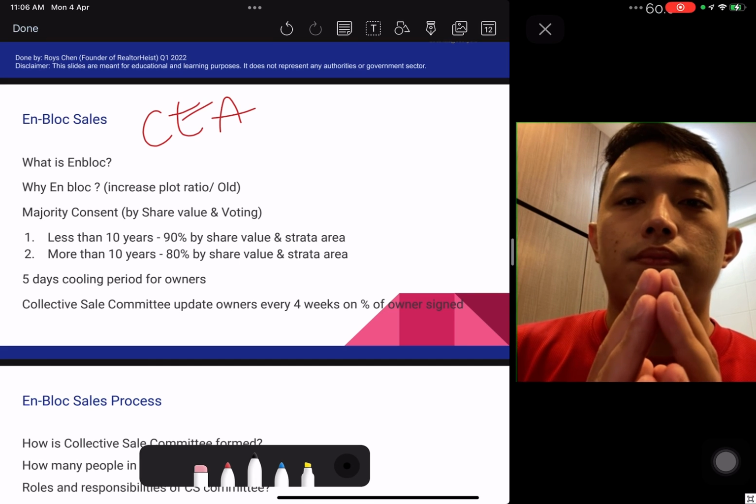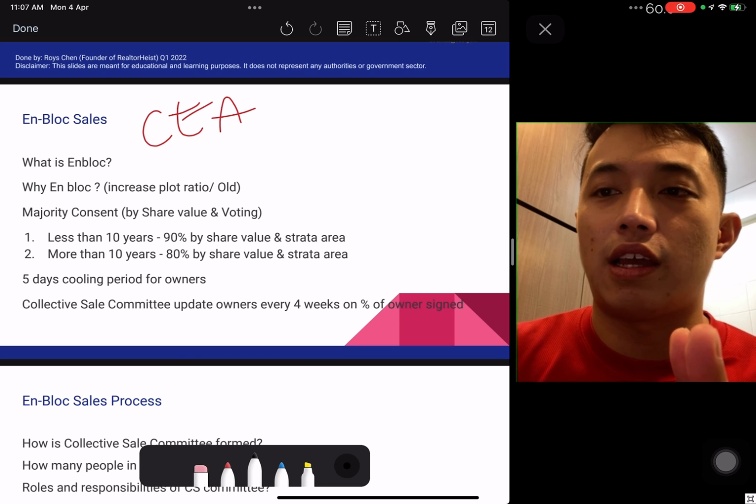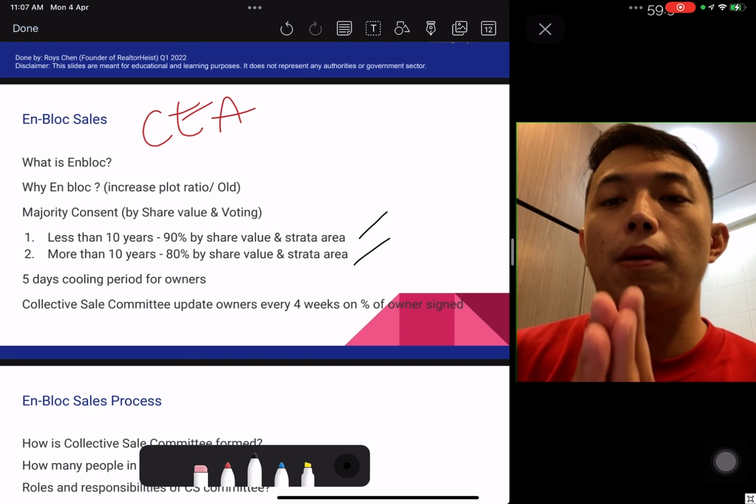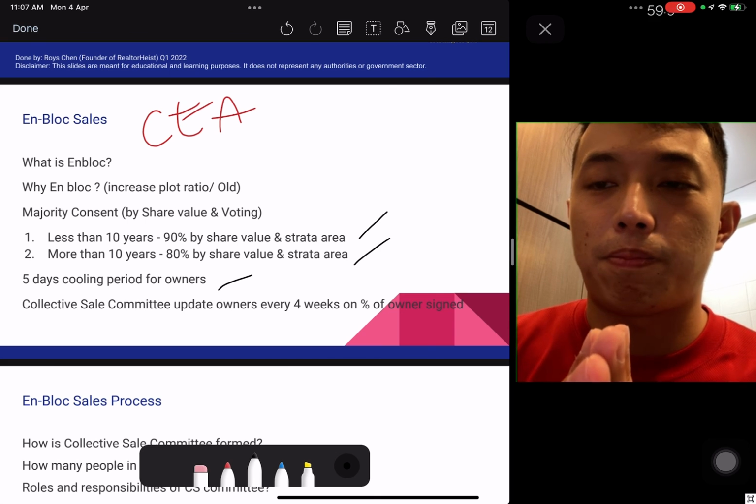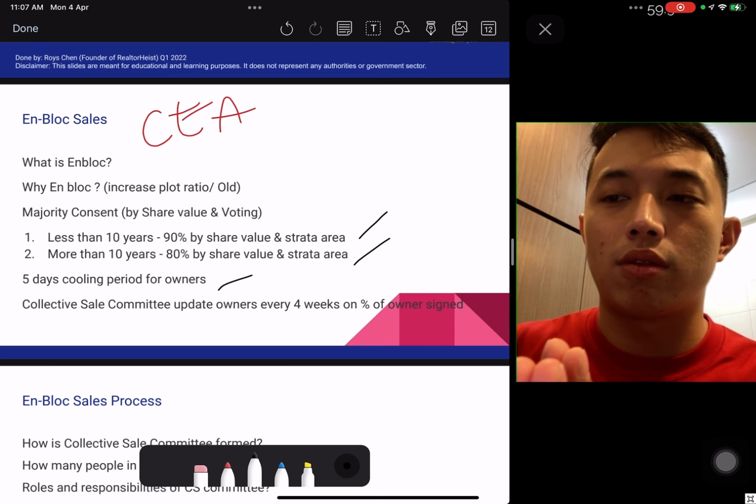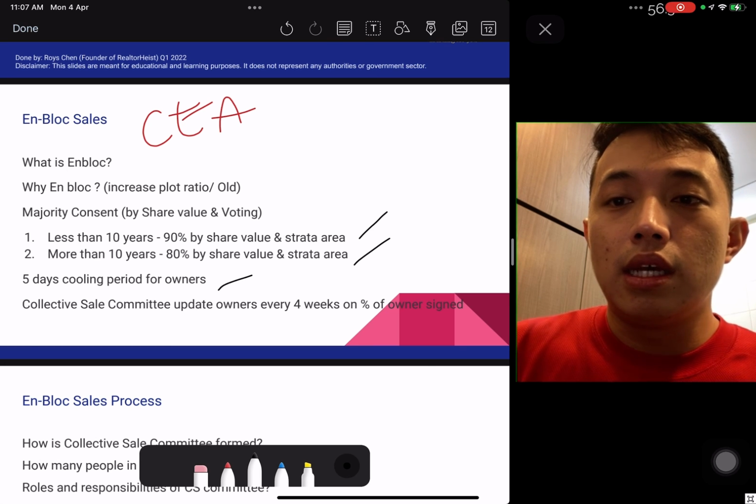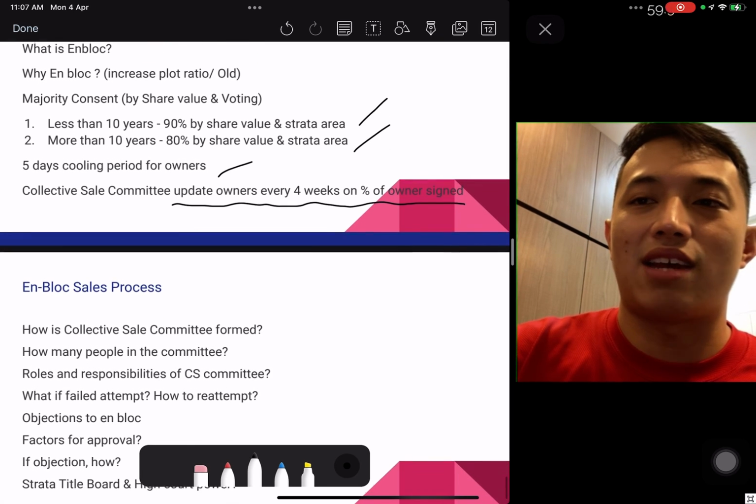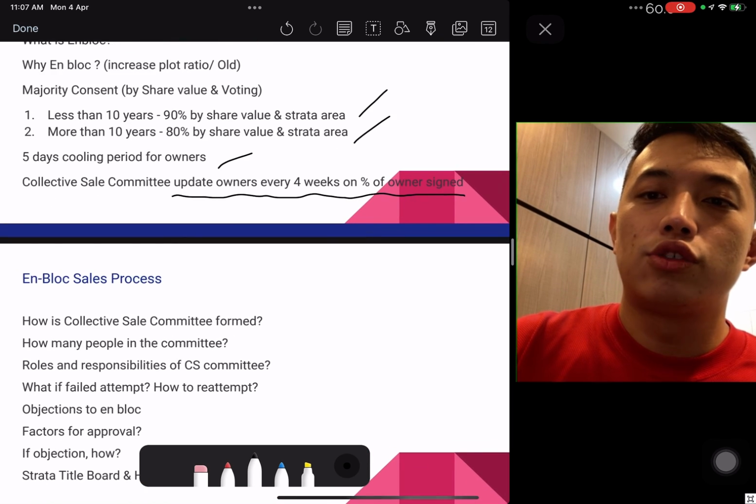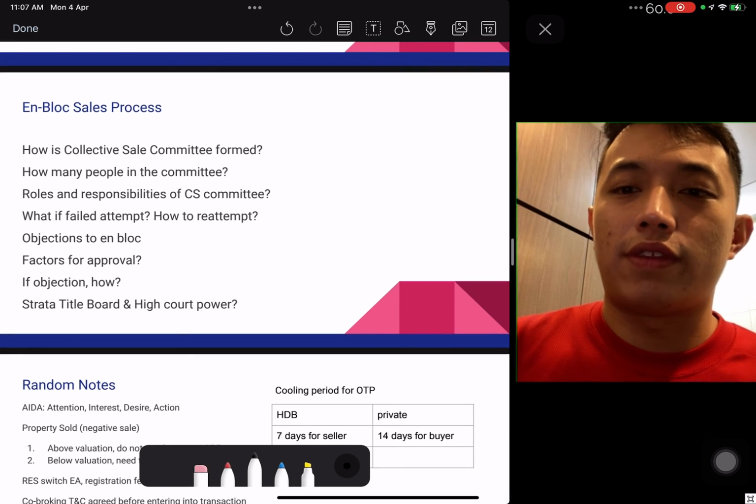By majority consent. Within how many years? 80% of strata area of fair value. All this, do remember, read it yourself. Any owners who sign have a 55-day cooling-off period if they don't want to proceed. As long as there is a committee, they must update all the owners every 4 weeks on how many owners have agreed and signed on the strata value. I will not go through this, but this is one of the criteria.